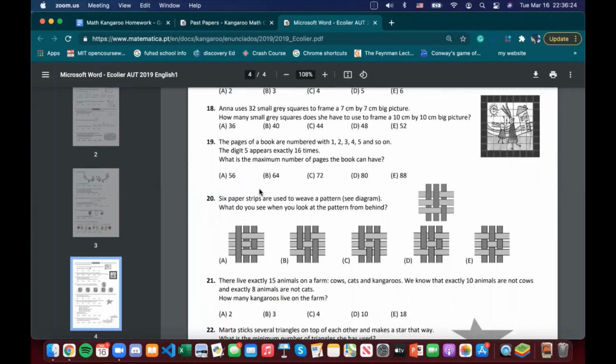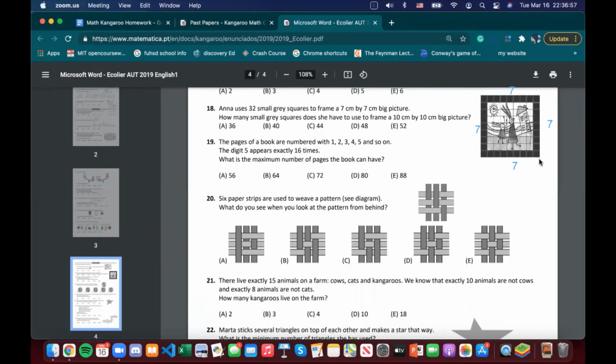So 18. Anna uses 32 small gray squares to frame a 7x7 big picture. How many small gray squares does she need to use to frame a 10x10 big picture? Okay, so let's see how she got the 32 gray squares to frame it. On each edge, there has to be 7. 7 here, 7 here, 7 here, and 7 here. Okay, so all the edges are covered.